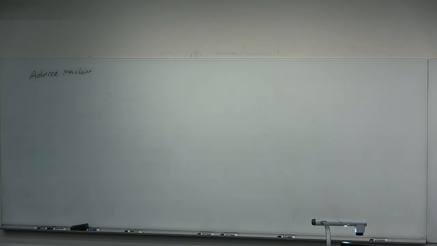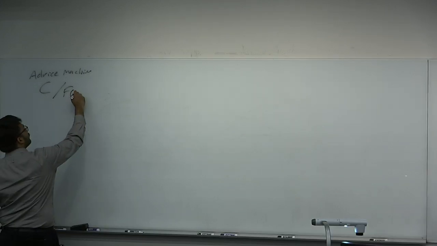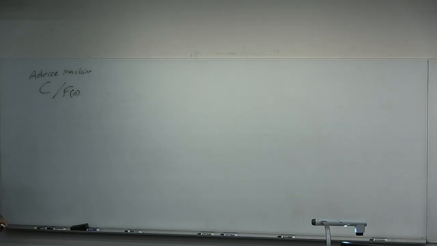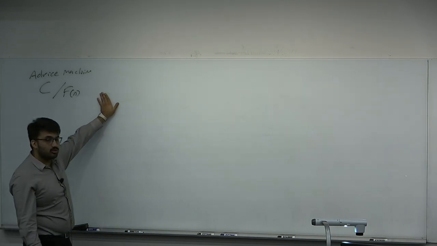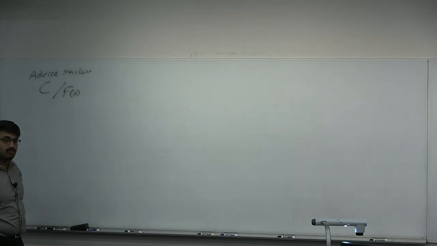So for example, we may write C/F to mean the class of languages of C machines given access to a string of length F, where F is a function of N, where N is the machine's input. So a machine running on a longer input may be given access to longer advice. The advice, again, I'll stress, is not chosen as a function of the input, but only as a function of the input length.